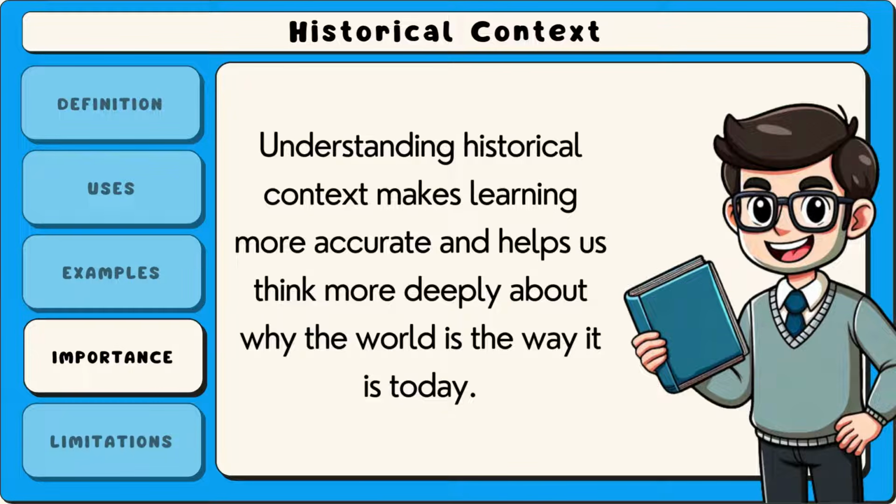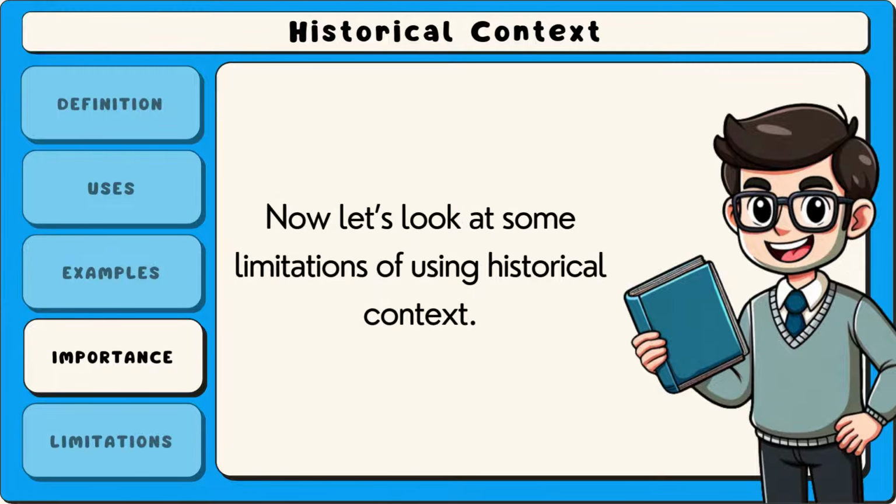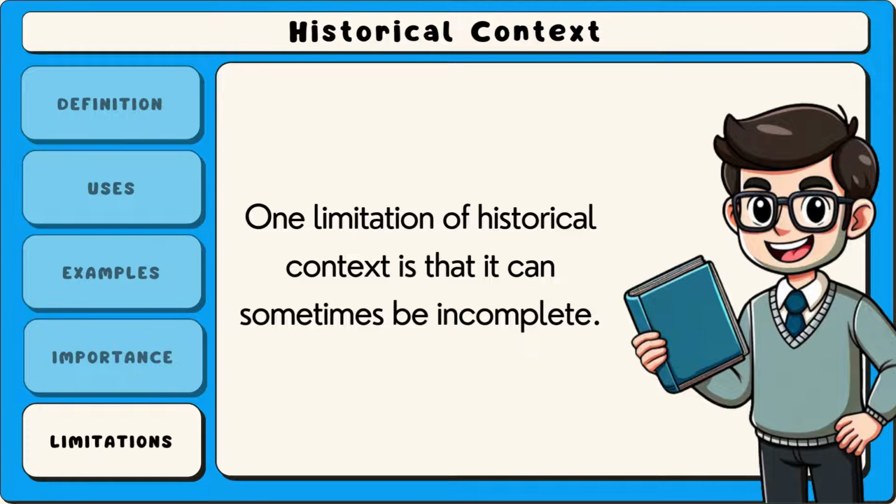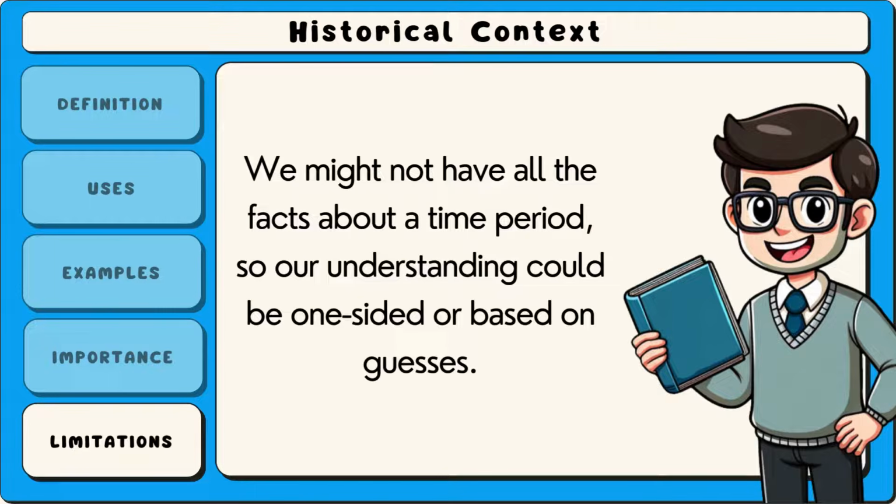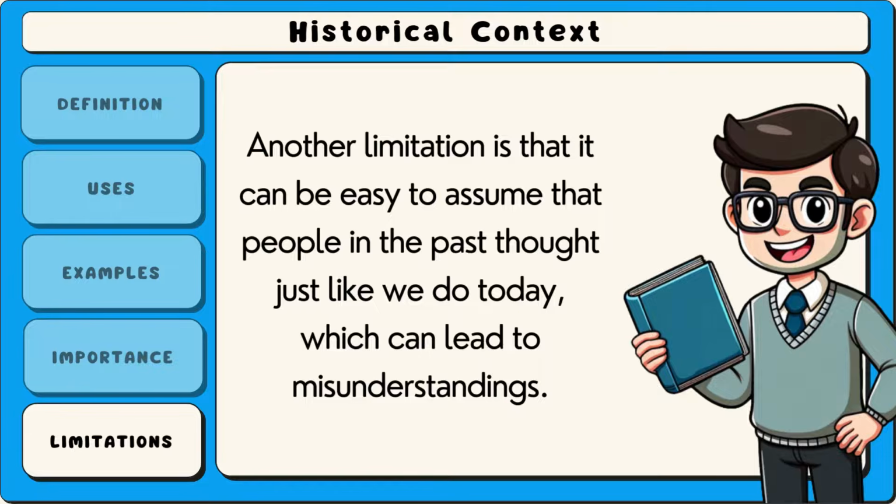Understanding historical context makes learning more accurate and helps us think more deeply about why the world is the way it is today. Now let's look at some limitations of using historical context. One limitation of historical context is that it can sometimes be incomplete. We might not have all the facts about a time period, so our understanding could be one-sided or based on guesses. Another limitation is that it can be easy to assume that people in the past thought just like we do today, which can lead to misunderstandings.